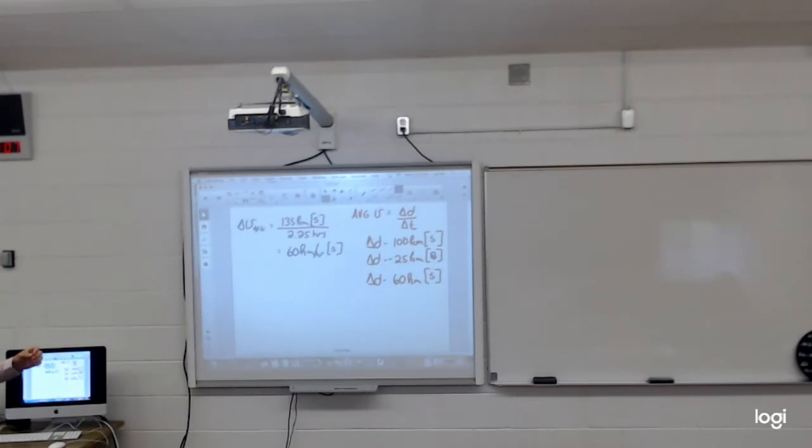And it's not difficult, it's remembering that you have to find the displacement totals in order to get your average velocity. That's fine. Okay? We all right so far?